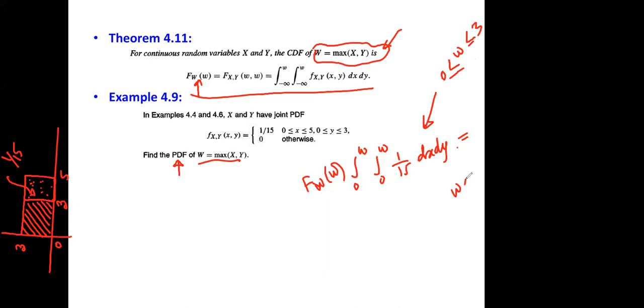And if the w value is 3 to 5, then the y value will be 0 to 3 and the x value will be 0 to w. Okay, and then that will be this 1 by 15 and then dx dy or dy dx. Let's see the solution.